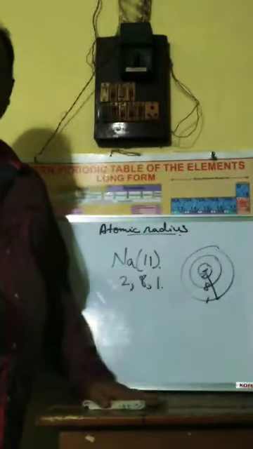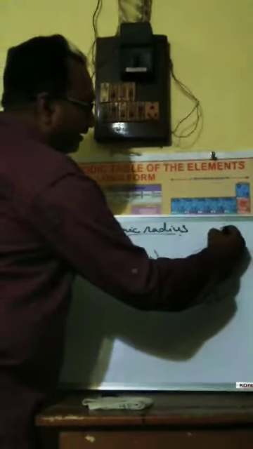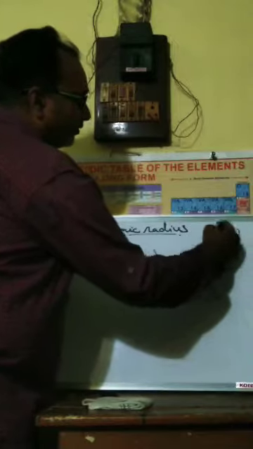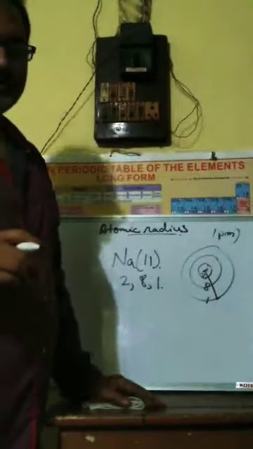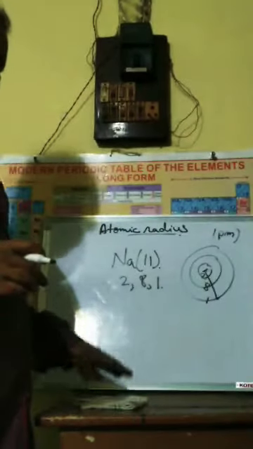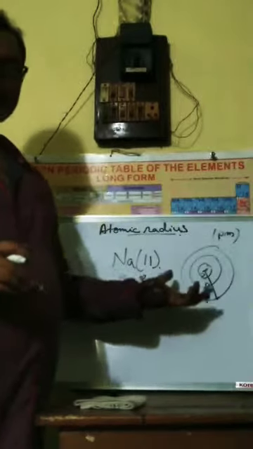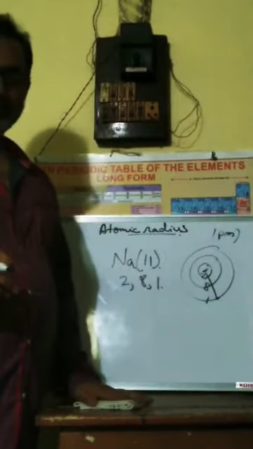The atomic radius is measured in picometers. In the unit you will find it written as pm. It is known as picometer, which is 1/100th of a centimeter. Now, what does it have to do with the periodic table?